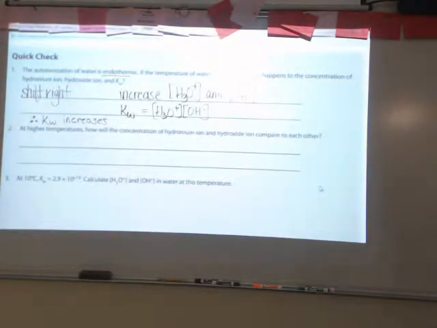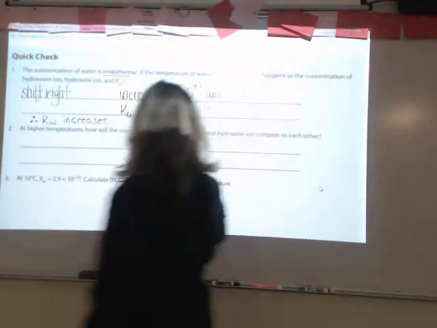Take a look at number 2. At higher temperatures, how will the concentration of hydronium ion and hydroxide ion compare to each other? They will actually be the same. They will equal each other.